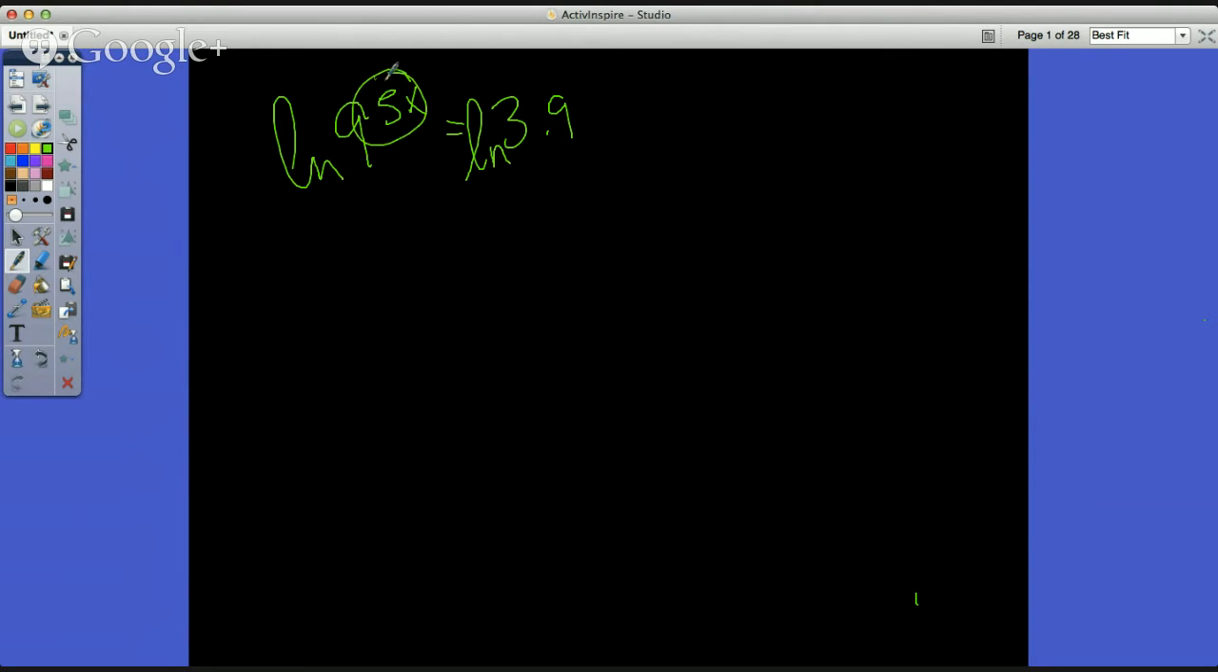Yep, because of the exponent rules, right? If there's an exponent within a log, this is a natural log, but the same rule applies. We could shoot it to the front to get 5x ln of 9 equals ln of 3.9.